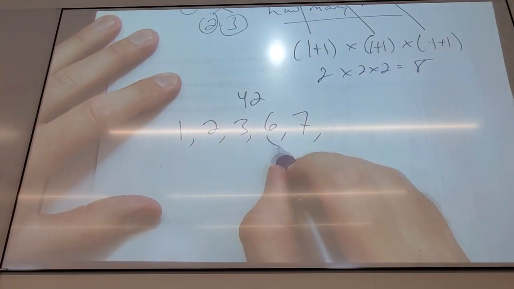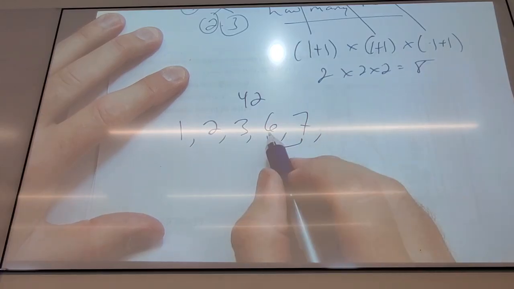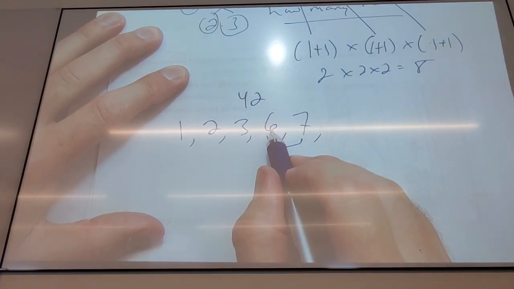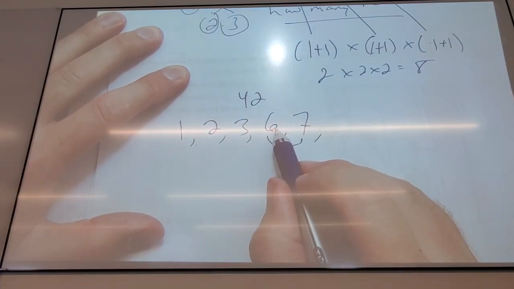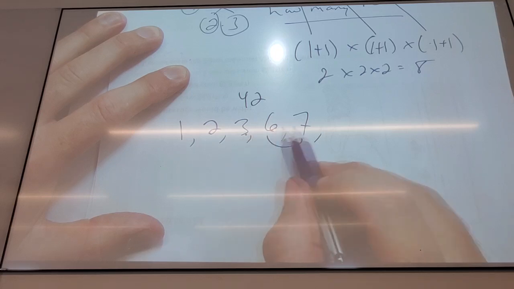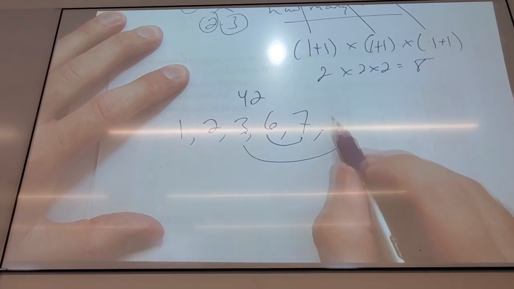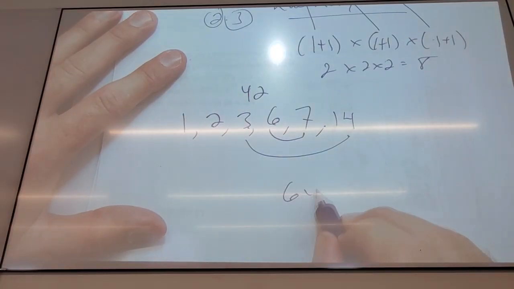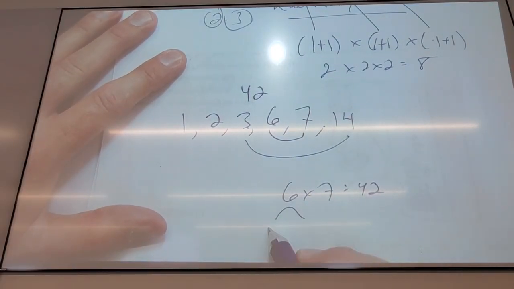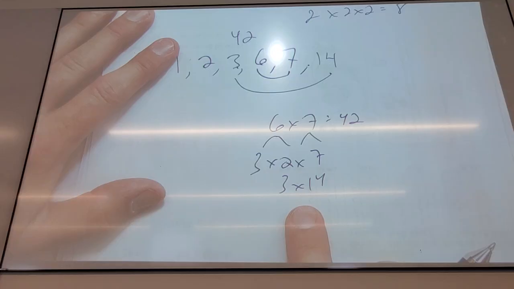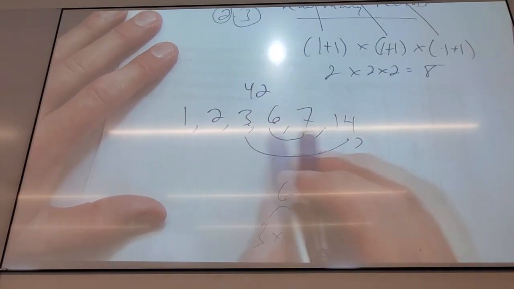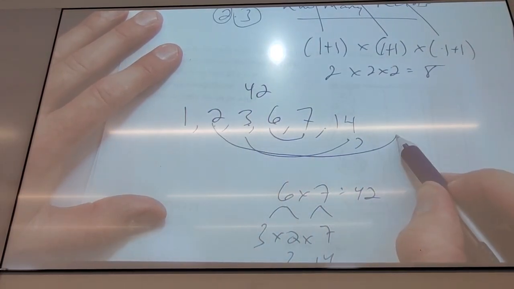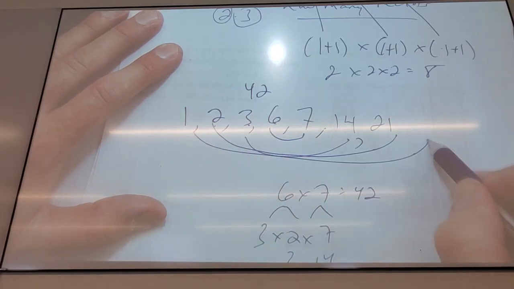You all agree 6 times 7 is 42, yes? If I divide 6 by 2, I get 3, correct? If I give that 2 to 7, I get 14. So 3 times 14 is 42. If 6 times 7 is 42, then 3 times 14 is 42. Yes? Okay. And then 2 times what? 21. And then 1 times 42.